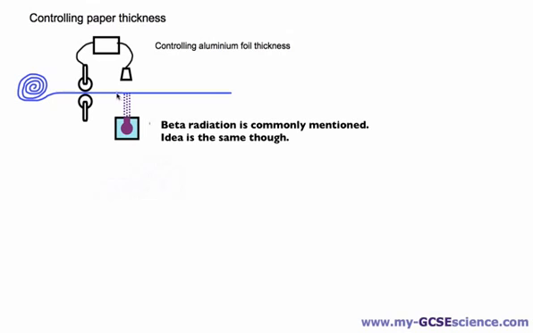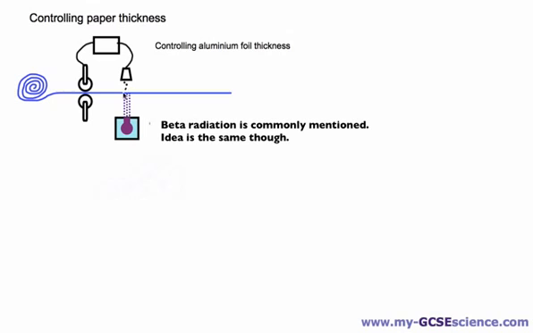Now, if this paper is too thin, what happens is alpha particles get through, and this detector on the other side will send a signal to a processor that will cause these rollers to loosen up a little bit. So that means the paper will be a little bit thicker. That means less of the particles will get through, and then we know it's the correct thickness.